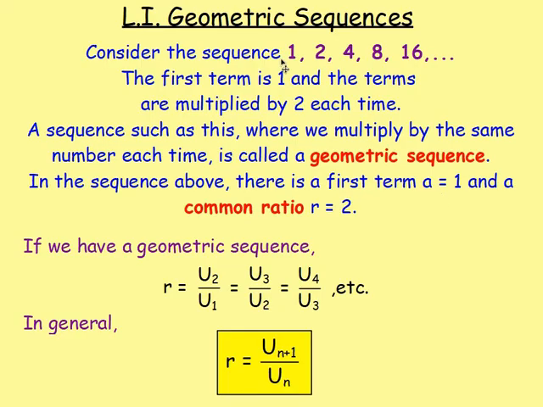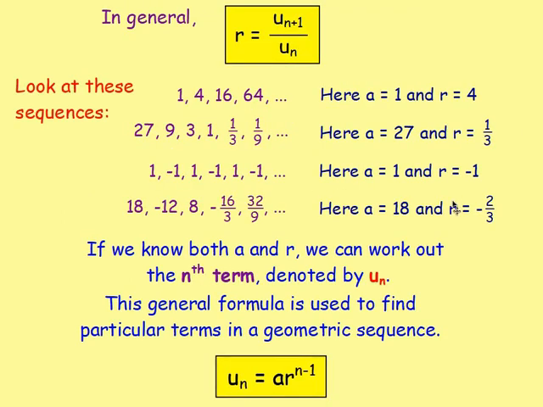Again, you've got a equals, a is always your first term. The first term is 1, so a is 1. And there's a common ratio, which is what you're multiplying by every time, and that is 2. The way you can find the common ratio, if you're just given a geometric sequence, we'll take the next term and divide by the previous term. So in other words, do u2 divided by u1, or u3 divided by u2, or u4 divided by u3. Really, you just take u(n+1) and divide by u(n). That'll give you the common ratio.